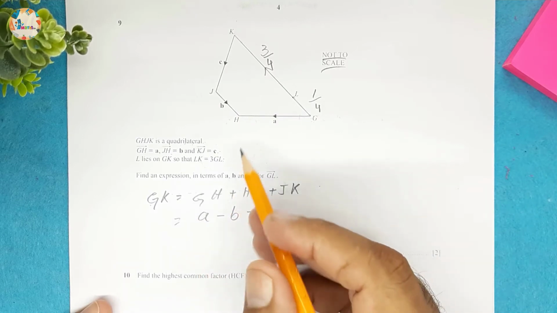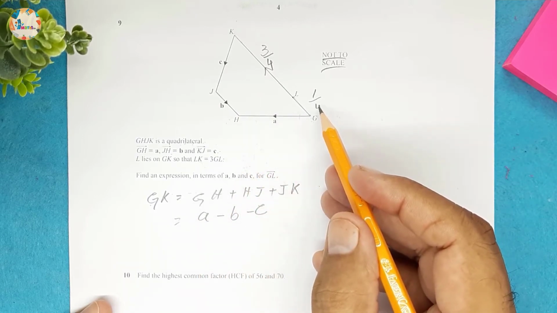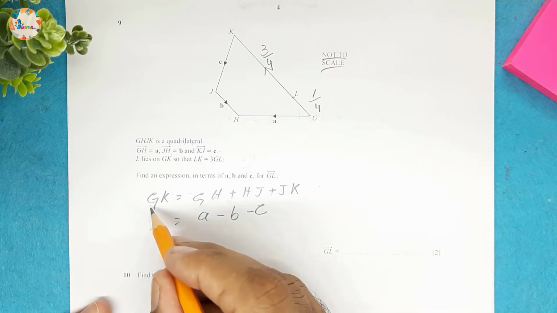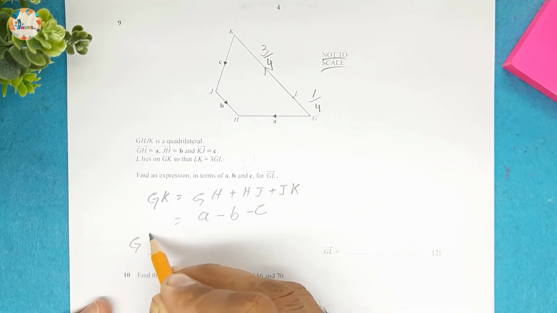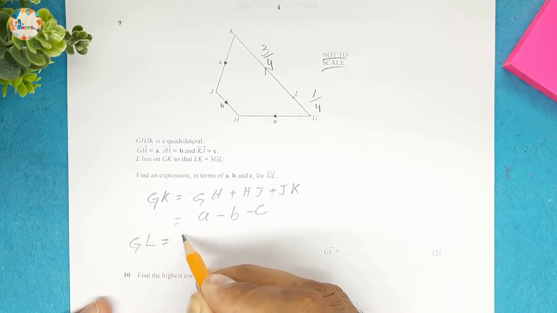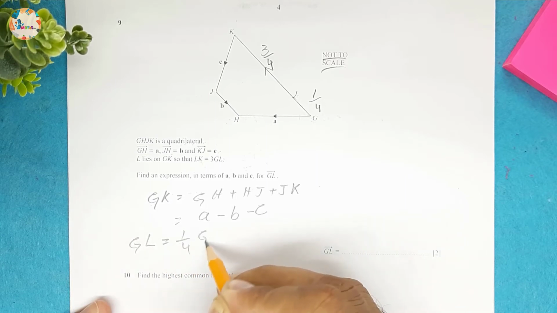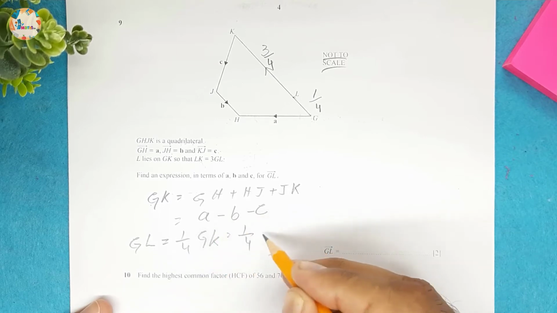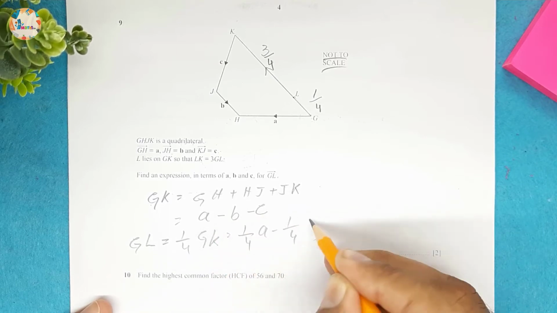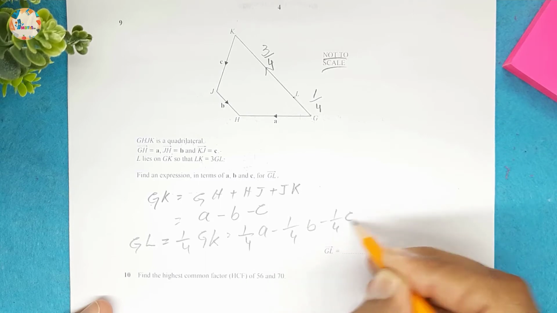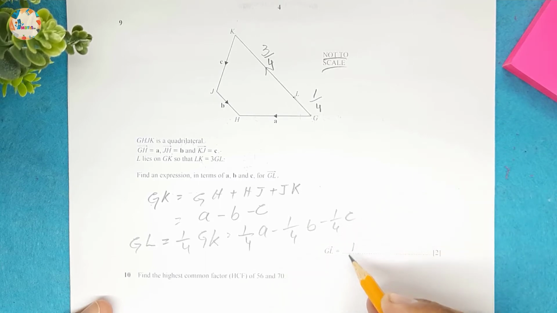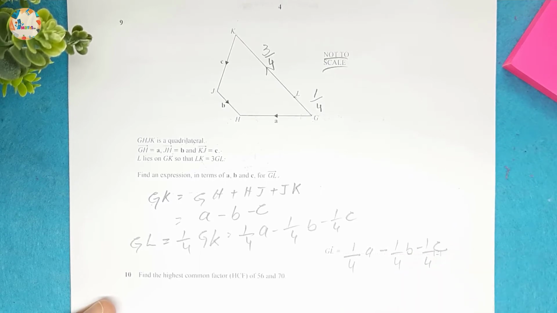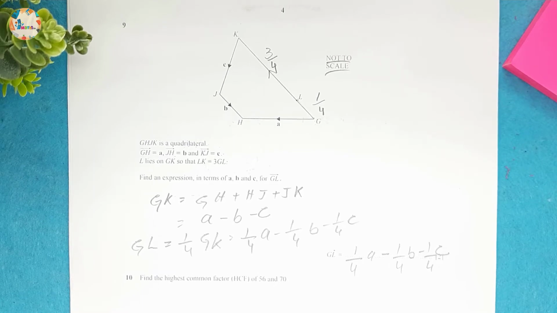Because GL is 1 by 4 of GK, it is equal to 1 by 4 of A minus 1 by 4 of B minus 1 by 4 of C. This will be our answer for this part.